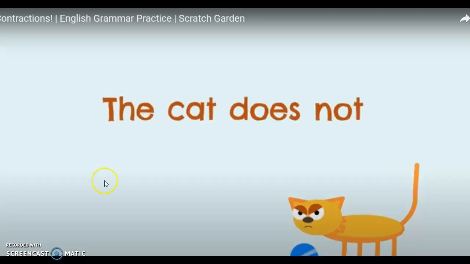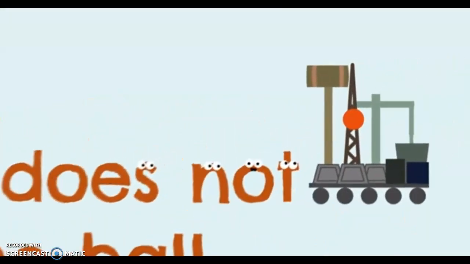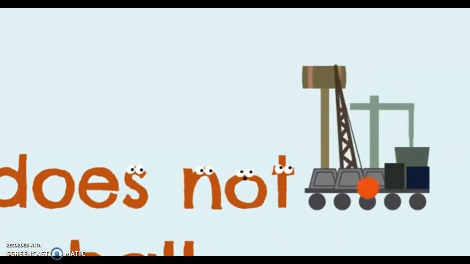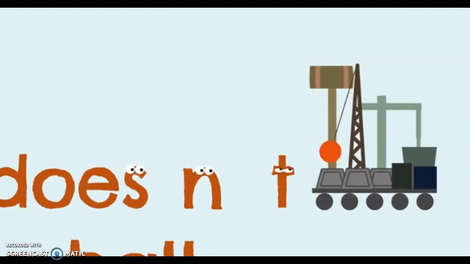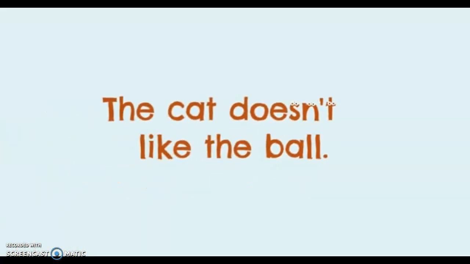Now why do we do this? Because it is simply shorter and faster to speak. The cat does not like the ball. Let's take this example. The cat doesn't like the ball.